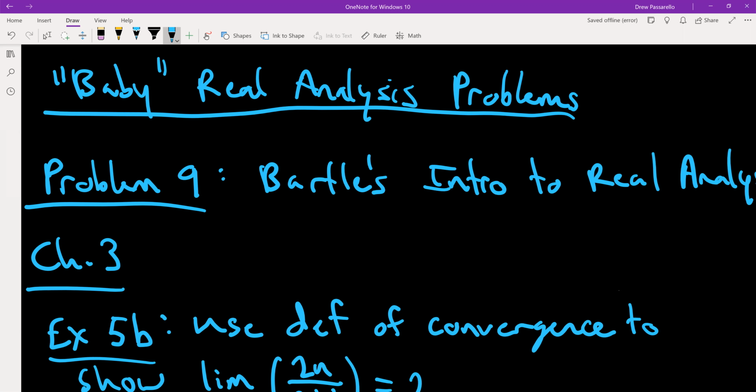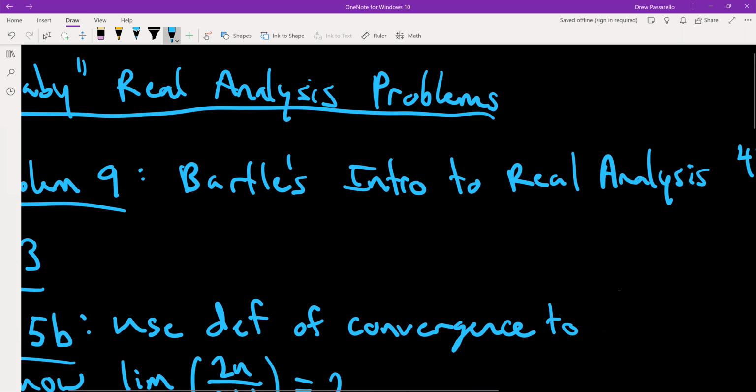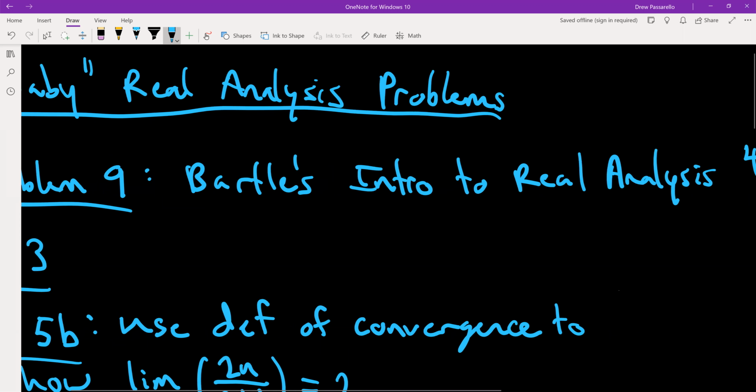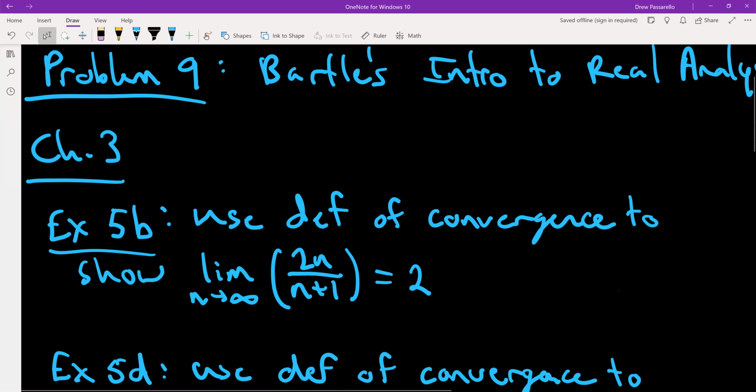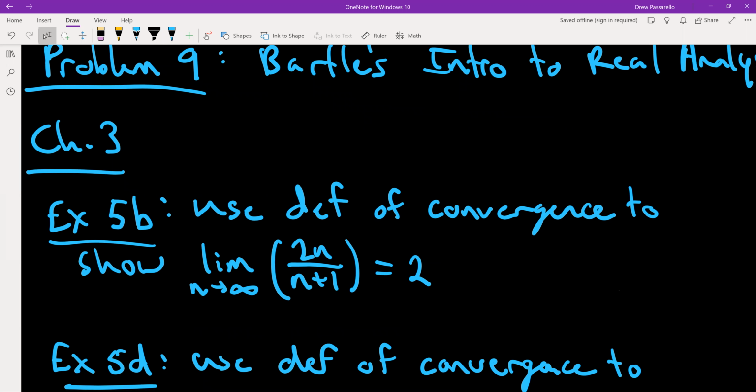It's an introductory level. In this problem 9, I'm taking from Bartle's Intro to Real Analysis 4th edition textbook. So the last video with problem 8 was Jay Cummings' textbook dealing with sequences. This is more examples of sequences.